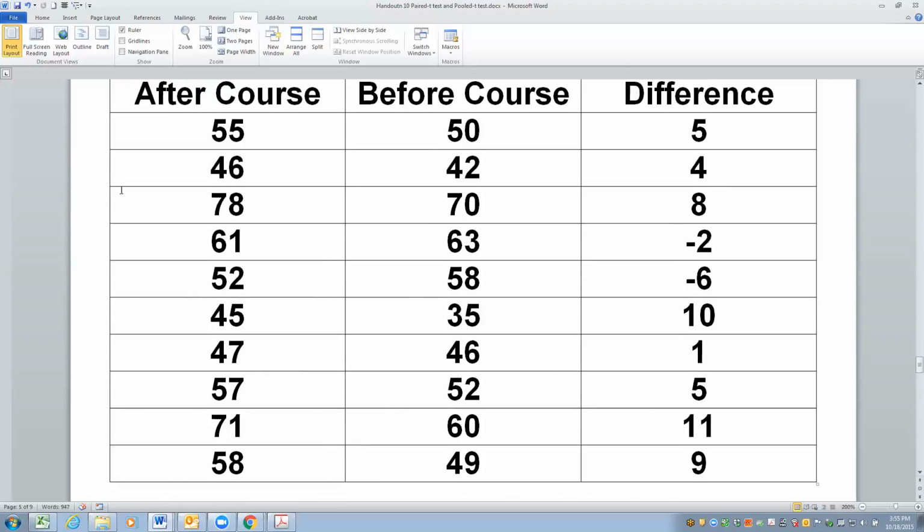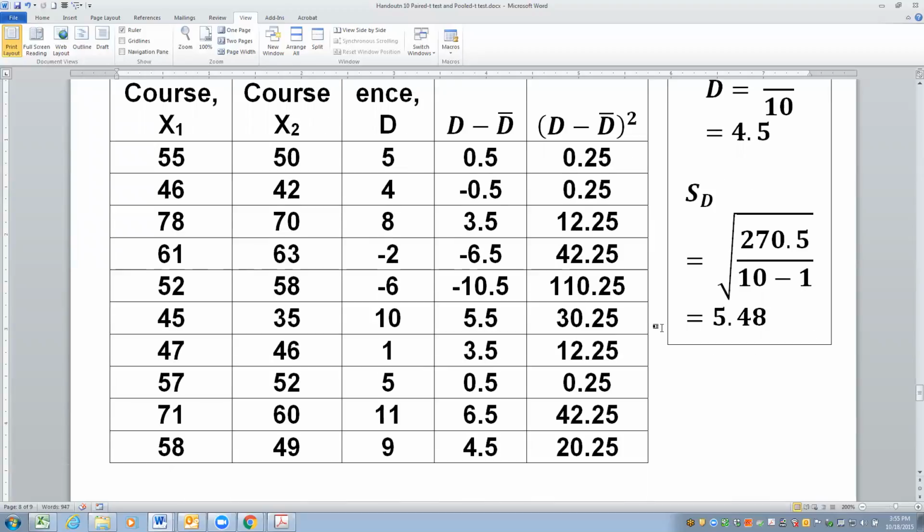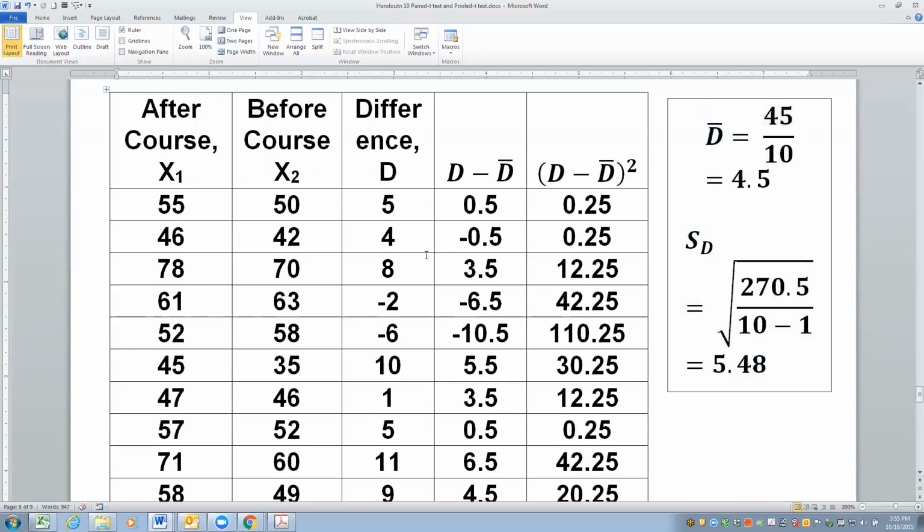So because these are tied together, I'm going to take my after and my before and create a new variable called the difference. That gives me this column here. I can calculate the average difference by adding up that column and dividing by 10. I can also calculate the standard deviation. You could do this in your calculator as well. On your homework, I would encourage you to use StatCrunch to calculate the difference if need be, or to do the test altogether.